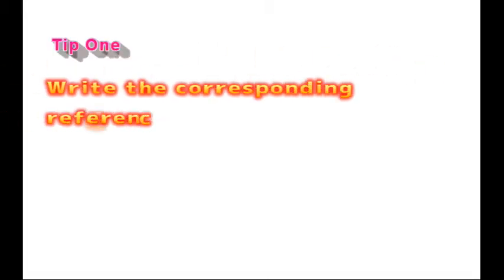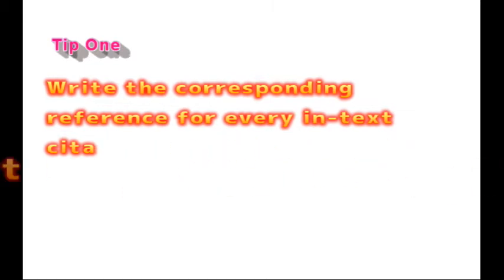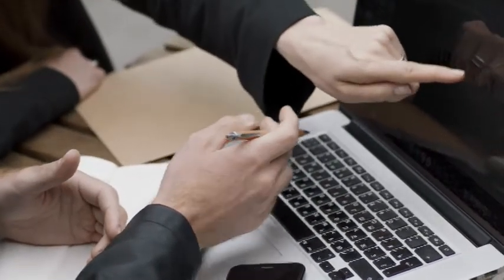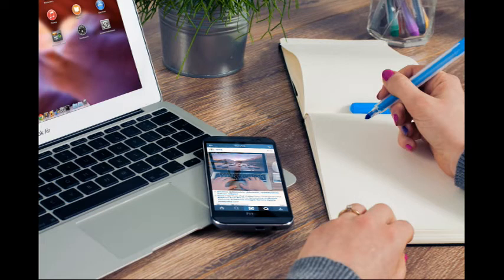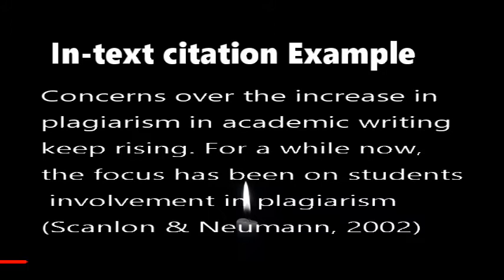The first step is that you should write the corresponding referencing for every in-text citation created immediately. The idea is to make sure you don't forget to reference any citation created. I recommend that you quickly write the corresponding reference for such authority as soon as you make the citation. I'll give you an example using APA 7th edition. Just look at your screen.